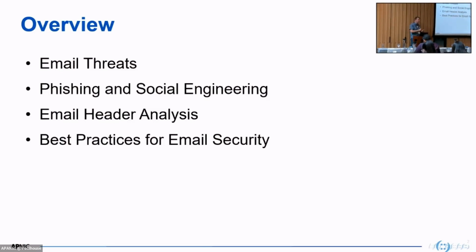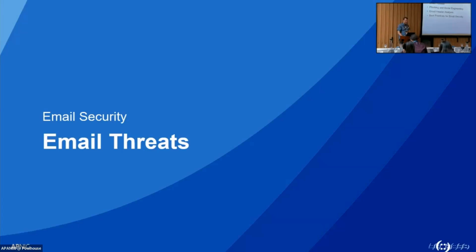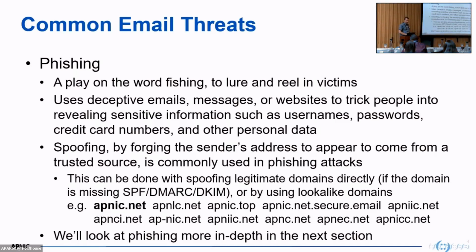So we're going to first look at what the email threats are that we're looking at specific to this area. We're going to look at a bit of phishing and social engineering and some of the vulnerabilities that they exploit. We're going to have a look at some email header analysis, very briefly, and then best practices for email security. This is, of course, email security from the email server side of things. So starting off with email threats here.